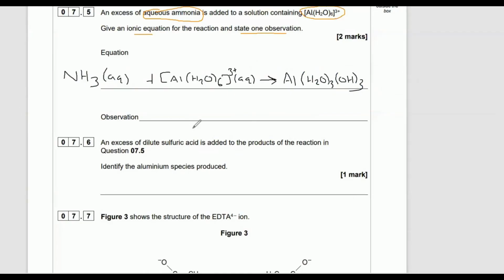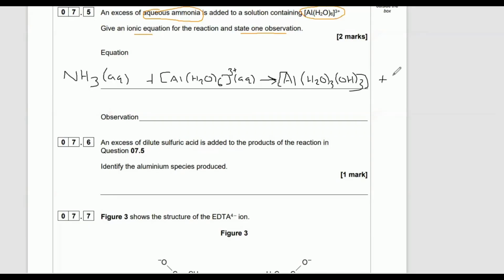Nice. And so this is all going to be balanced. There's no overall charge in this molecule. There's no overall charge here because the Al3+ ion is cancelled out by the three hydroxide ions. So we don't have a 3 plus charge.